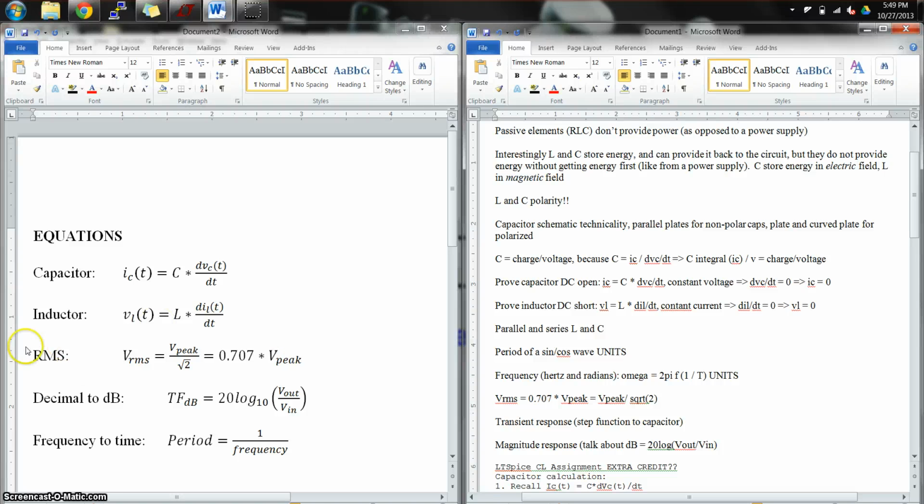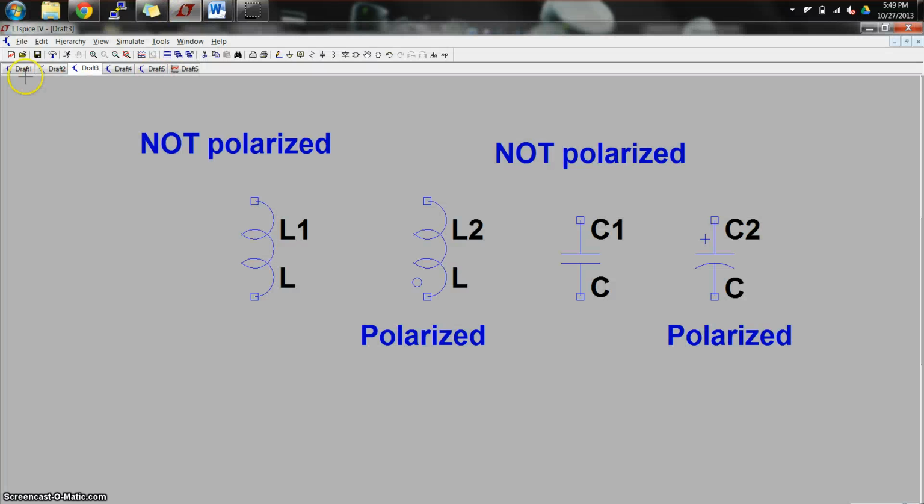Similarly, they're going to be talking about RMS. Here's the equation for RMS. Decimal to dB, that's this conversion. You'll need to know this. And frequency to time: the period of a waveform is basically proportional to 1 over the frequency. So those will be coming back here and there. So let's go to LTspice and talk a little bit about different circuits.